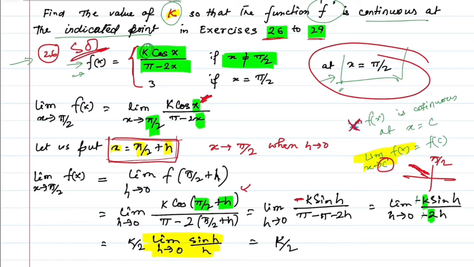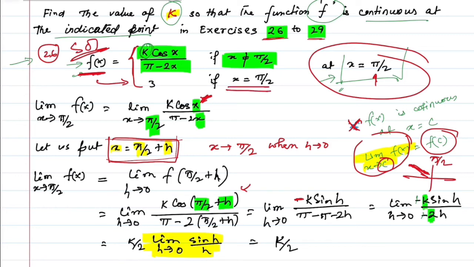So we have already evaluated the left hand side part. So let us find f of c. Here c is pi by 2, isn't it? So f of pi by 2. So we have here, you see, it is already given that f of x is equal to 3 when x is equal to pi by 2.